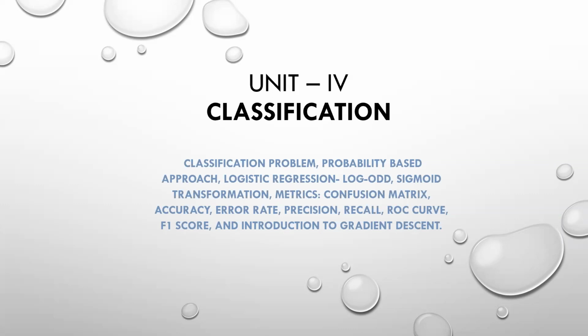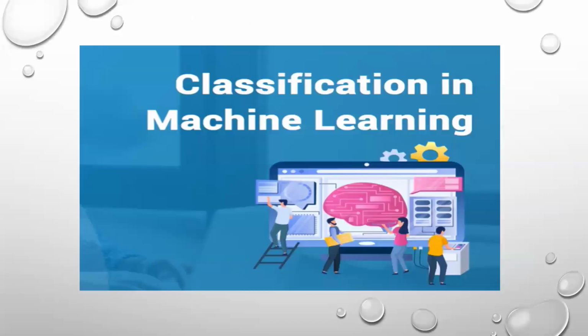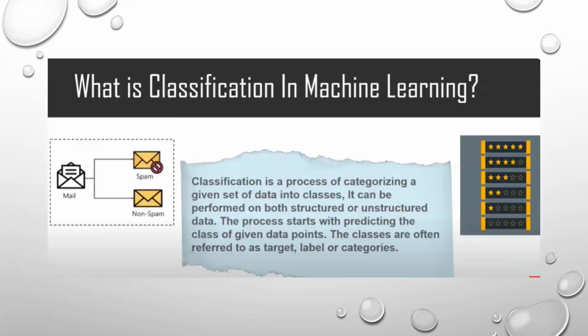So, coming to this, what is classification? What is classification in machine learning? How are we going to define it and how are we going to overcome the classification problems? So what is classification in machine learning? Classification is a process of categorizing a given set of data into classes.